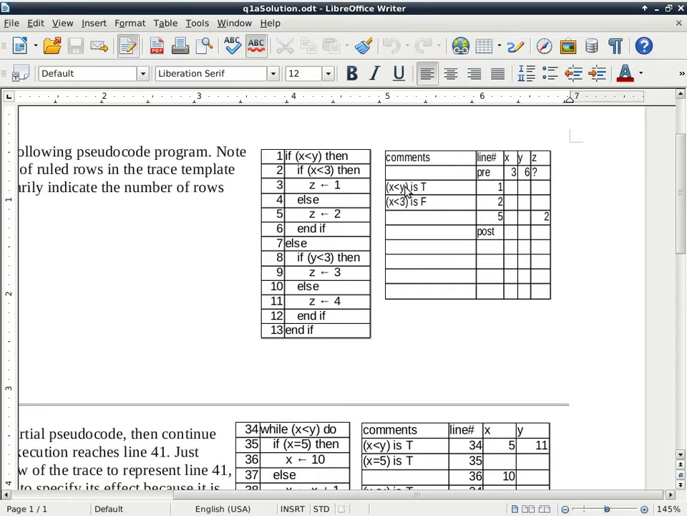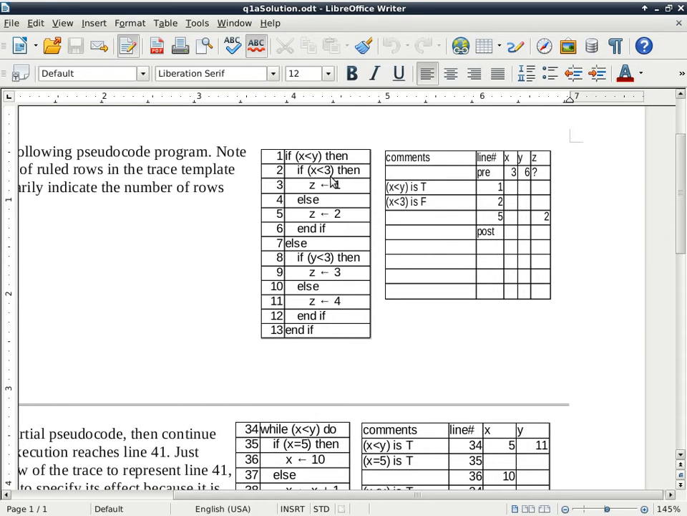As a result, we have to go to the then portion of the outer conditional statement. The then portion of the outer conditional statement goes from line 2 to line 6. So the next line we execute is line 2. Line 2 has another condition to evaluate, in this case whether x is less than 3. x has a value of 3. 3 is not less than 3. So x less than 3 is false on line 2.